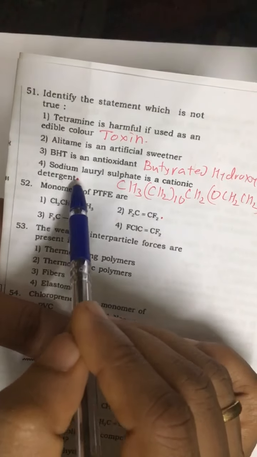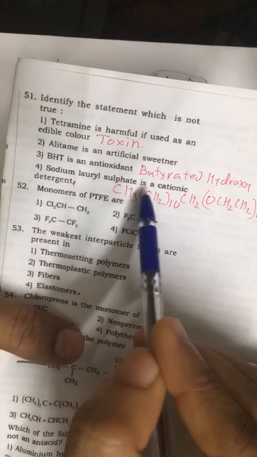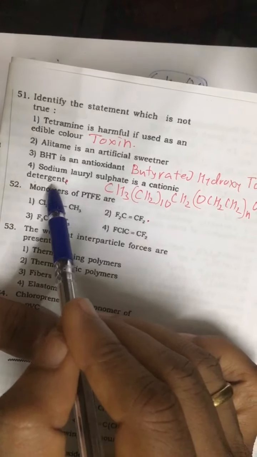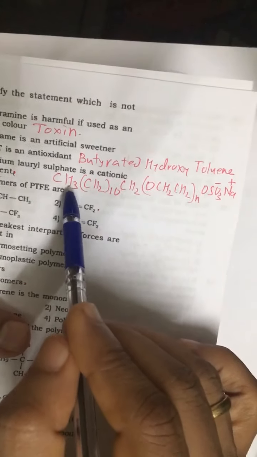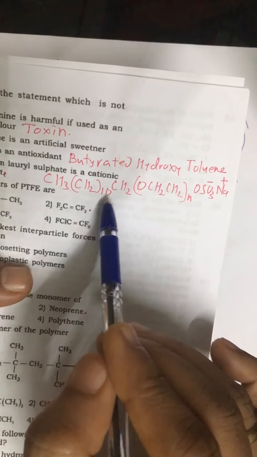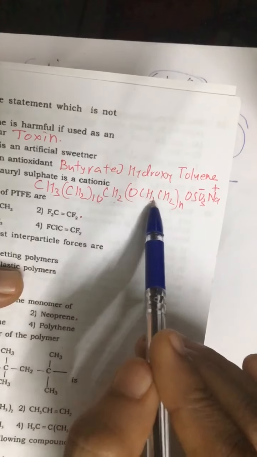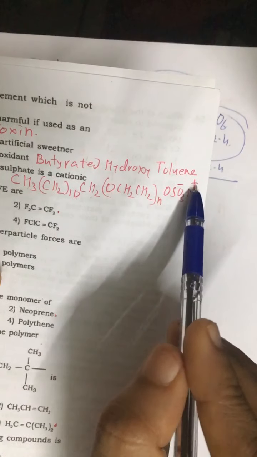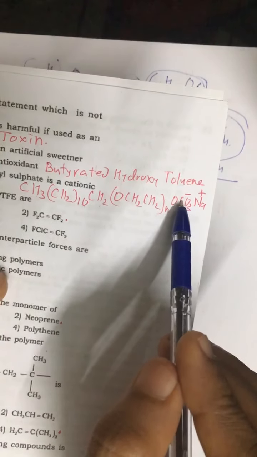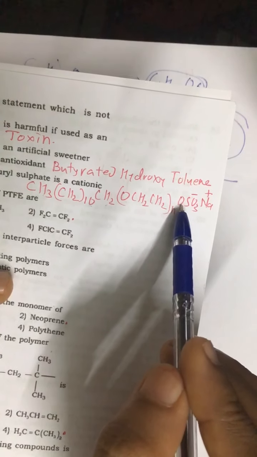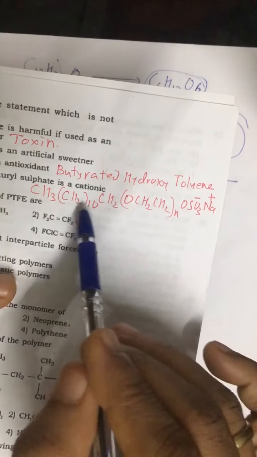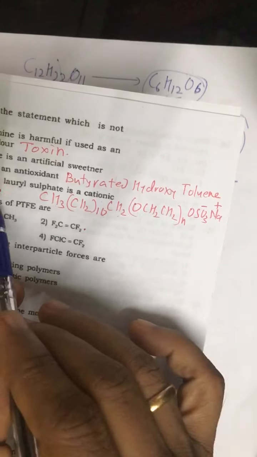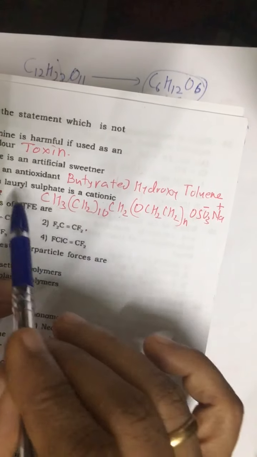The correct answer is fourth option. Sodium lauryl sulfate is cationic detergent. Look at the structure. This is CH3, CH2 whole 10, CH2O, CH2, CH2 whole N, O, SO3 negative, Na positive. So this is not positively charged, rather this is negatively charged. Alright, this is anionic detergent.